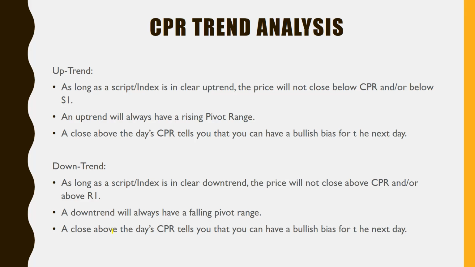In a downtrend, as long as the script index is in a clear downtrend, the price will not close above CPR or R1, right? A downtrend will always have a falling pivot range. A close above day CPR tells you that you can have a bullish bias.